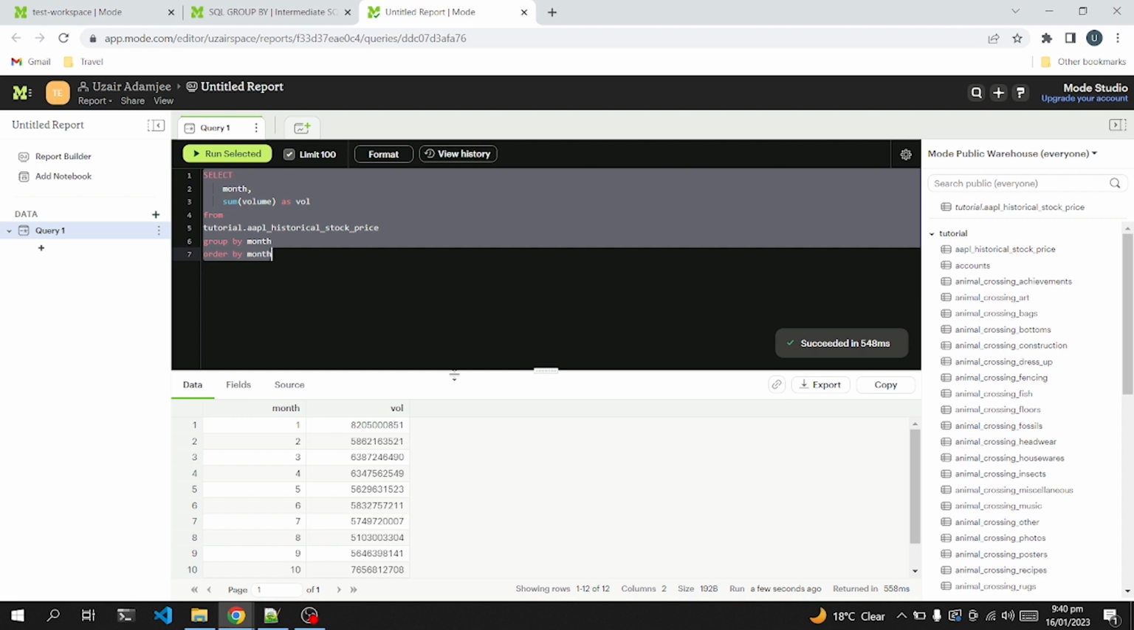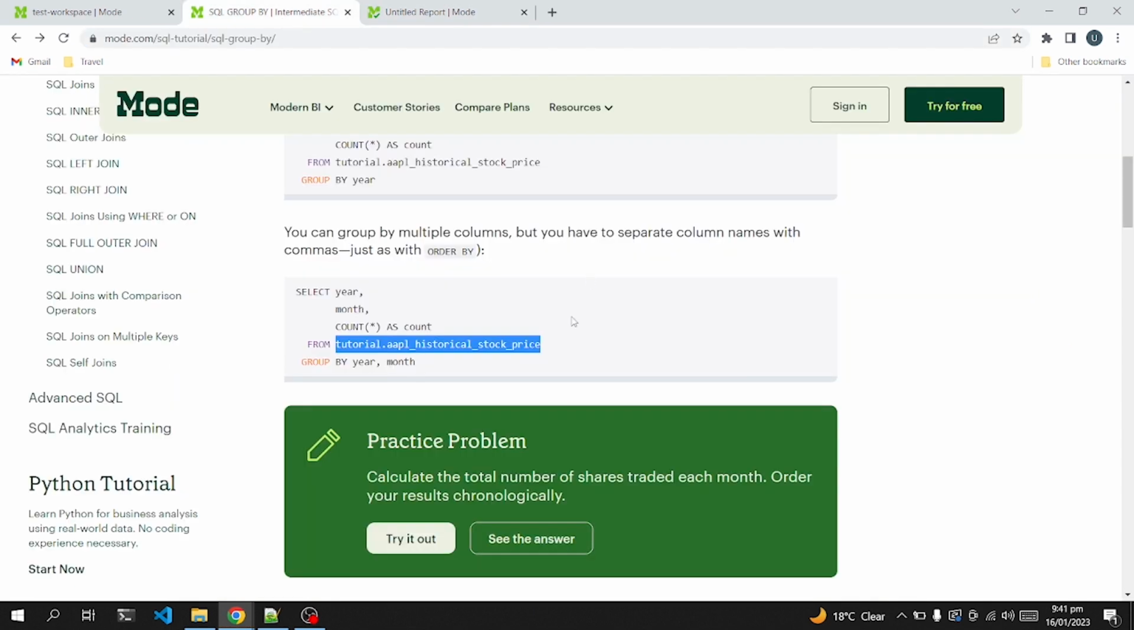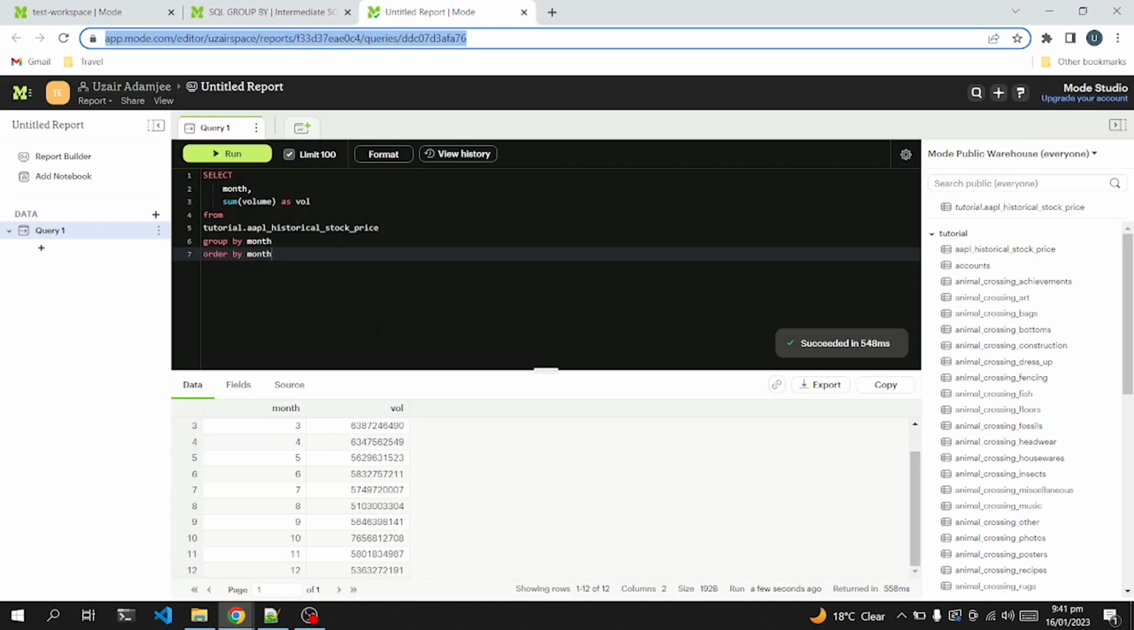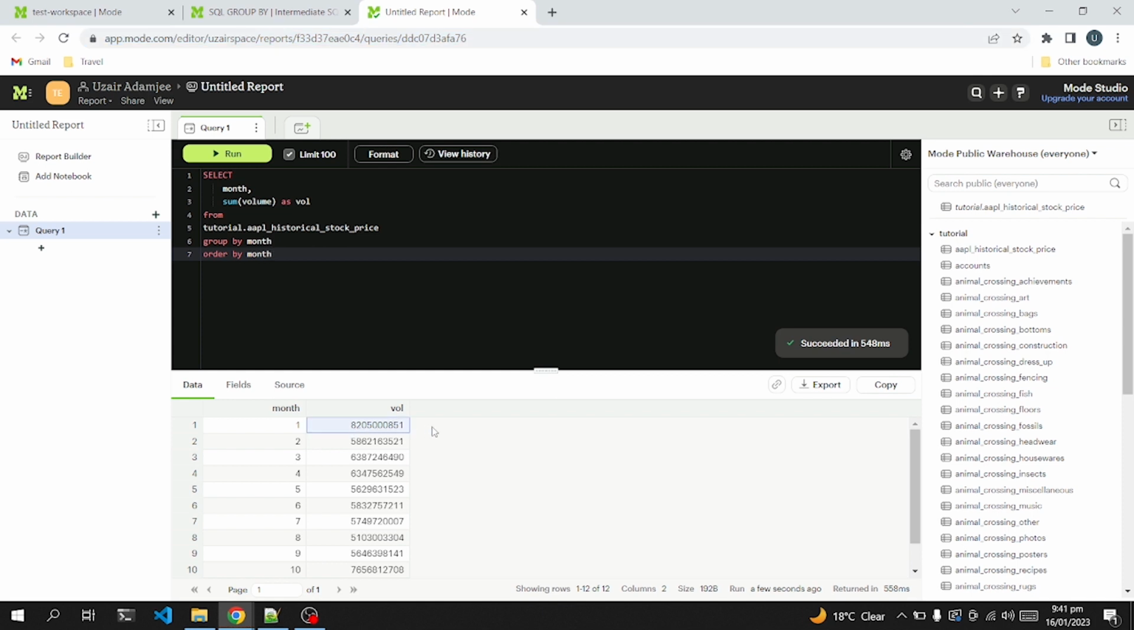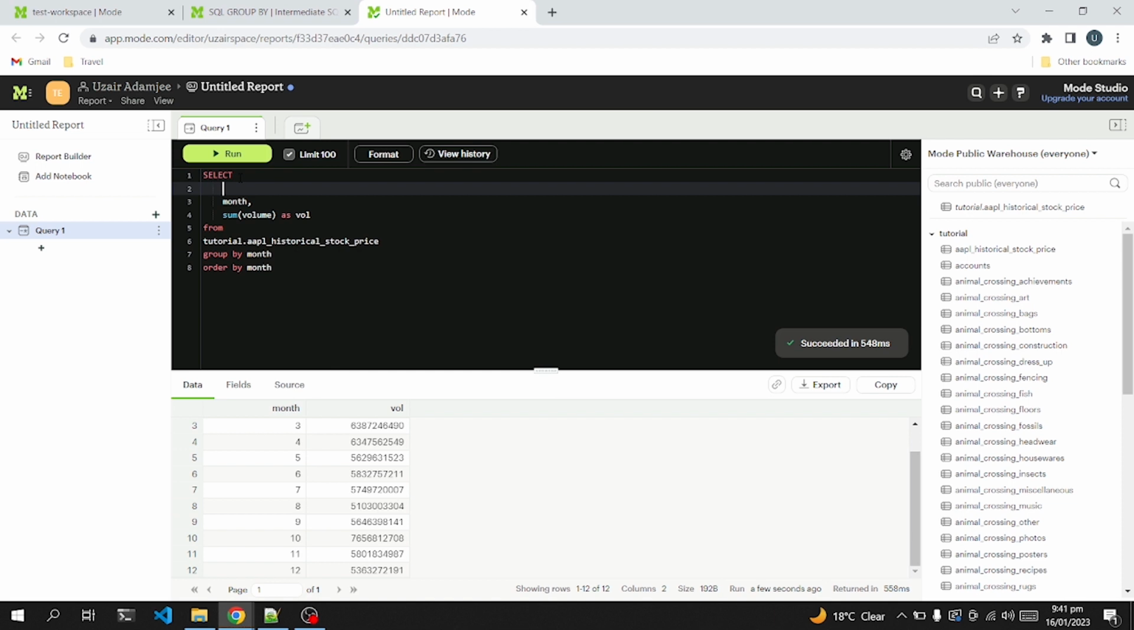The query works exactly fine, and we can see for each month the total number of shares. In the first month we traded this number of shares, in the second month this number of shares, and it goes to the 12th month, which is December. We can also add one more thing, and that is year, and then remember that we have to group by first by year and then month, then order by according to it as well.